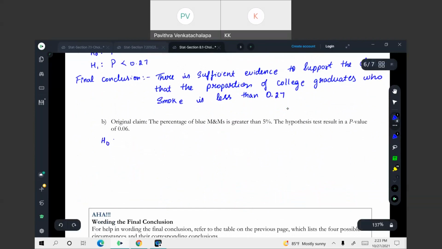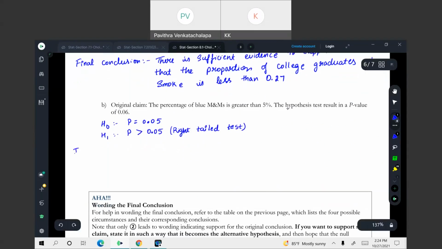So we have the null hypothesis like this, p equal to 0.05, and we have H1. It is saying greater than, so it is p greater than 0.05. So this is the original claim. If it is greater than, it is a right-tailed test. They have not given you the initial conclusion, so let's do that. The initial conclusion is fail to reject, we'll see why.